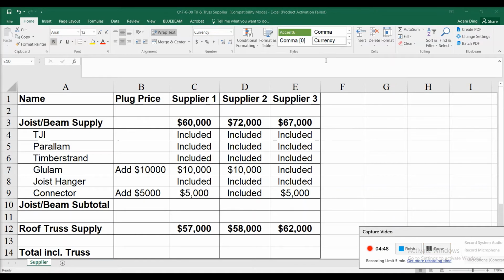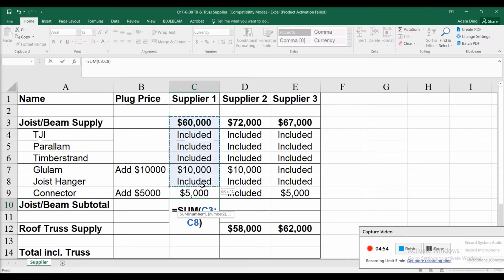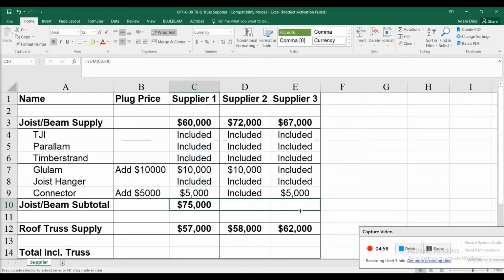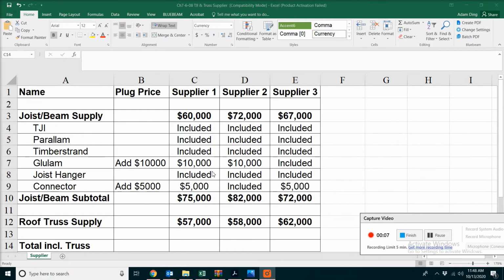Now at the bottom you can do an Autosum. Before the evaluation, we thought supplier 1 would be the lowest. But now after the evaluation, we can see actually the lowest would be supplier number 3. And the number we're looking at will be $12,000 extra on the joist and beam package.